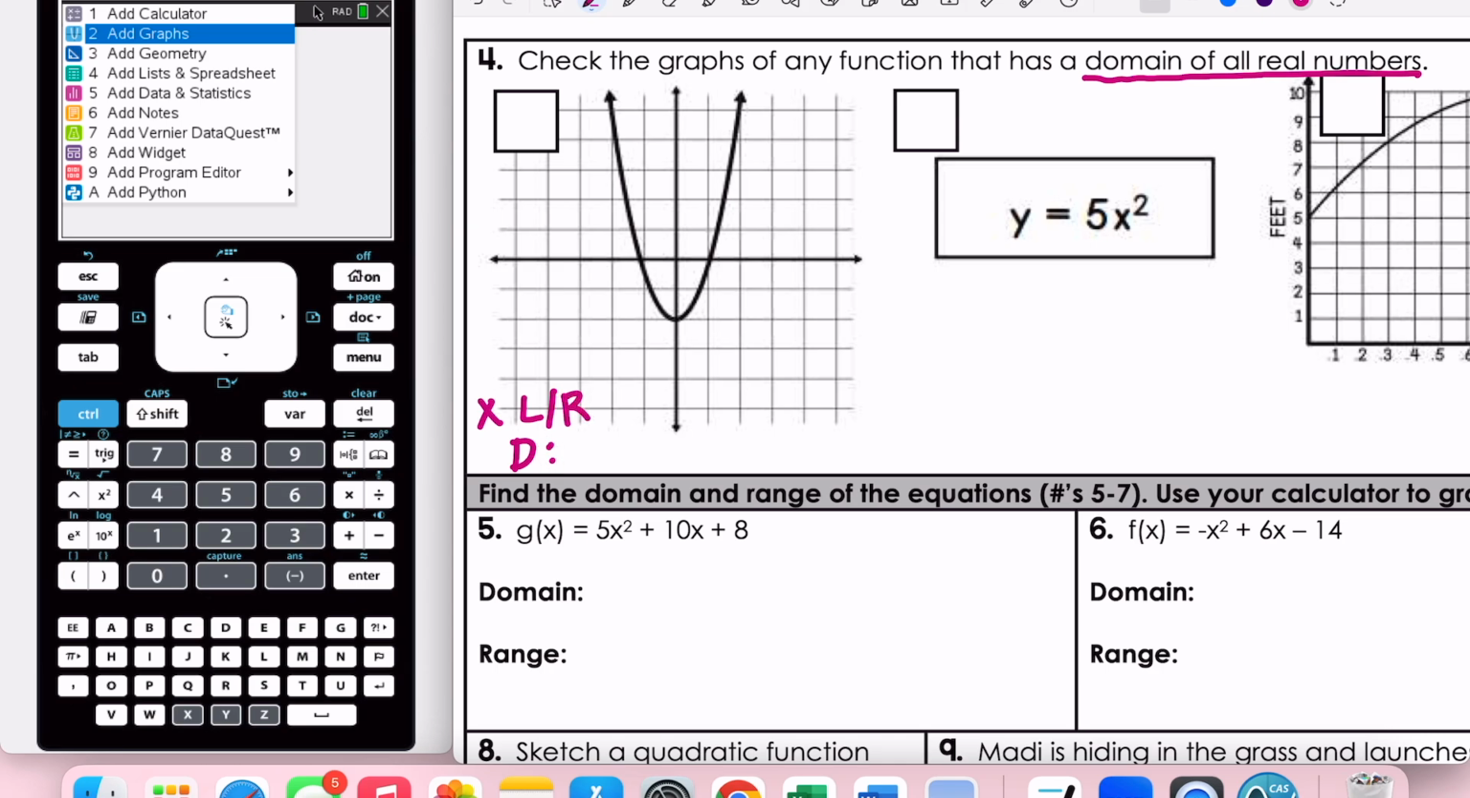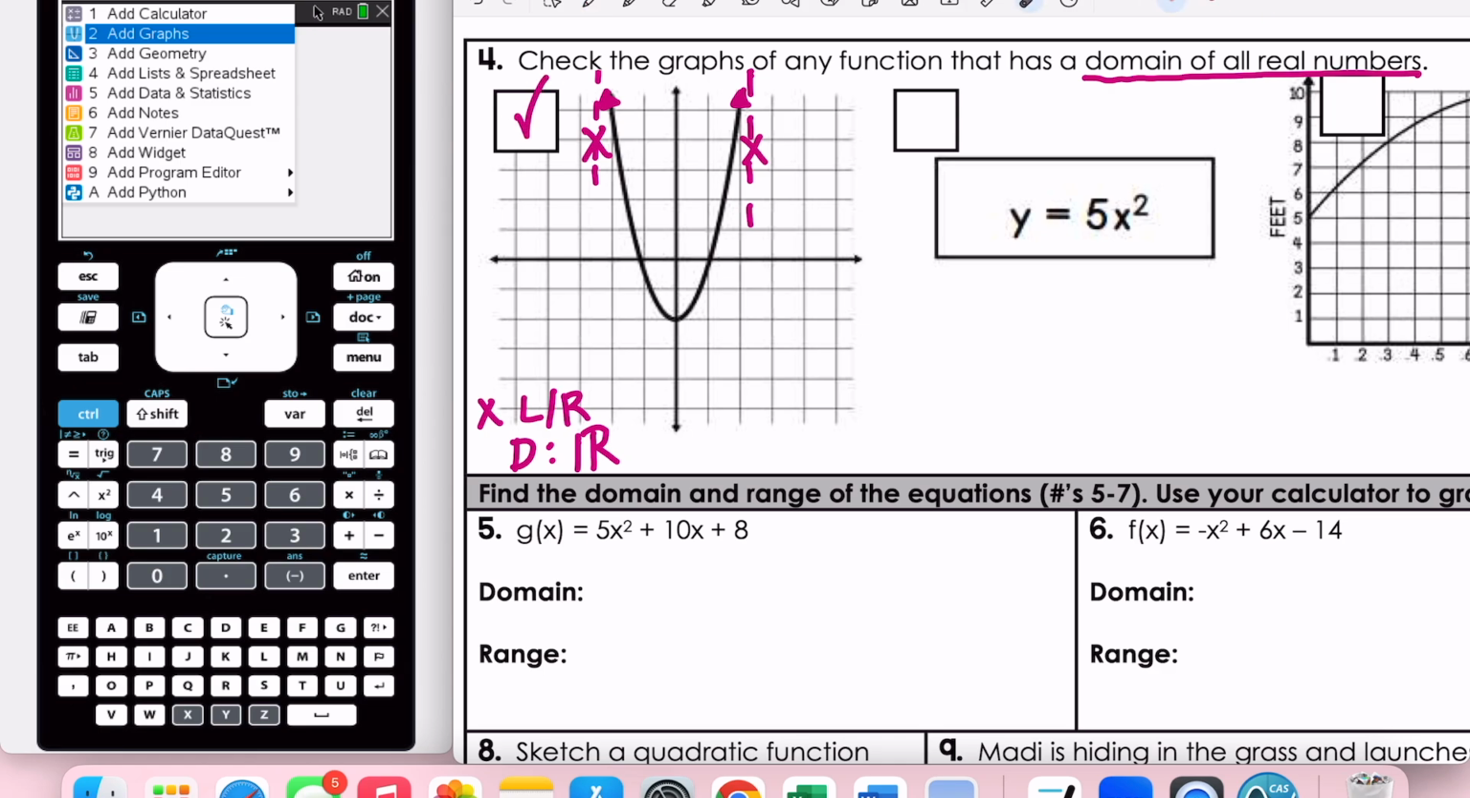So if I go as far left as possible on this graph, I am met with arrows. Again, that tells us that this is going to break through. If I go as far right as possible, again, I am met with an arrow. So this tells me it is going to break through. So here, my domain is all real numbers. I'm going to go ahead and check that.